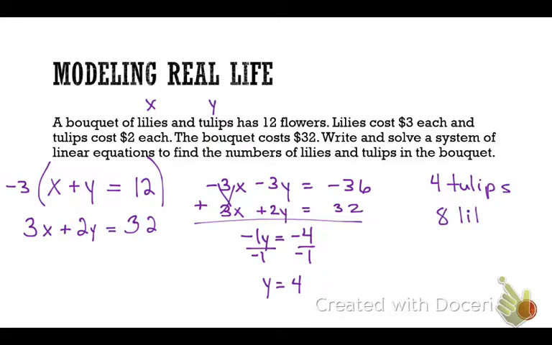Okay, can you do it? It's a different example, or I'm sorry, it's a different topic on Monday, but it's the exact same setup. X plus Y equals my total, then how much per each one equals my total amount that I spent.